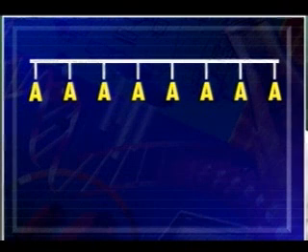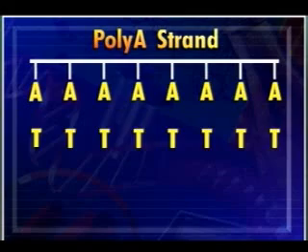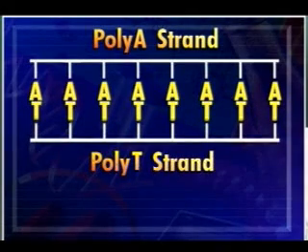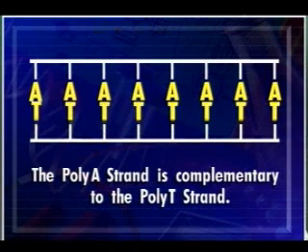Because of the complementary adenine-thymine and guanine-cytosine base pairing, one strand of DNA is a complement of the other. What exactly does this mean? It means this. If one strand contained all adenines, let's call it a poly-A strand. The other strand would contain all thymines, a poly-T strand. We say that the poly-A strand is complementary to the poly-T strand.